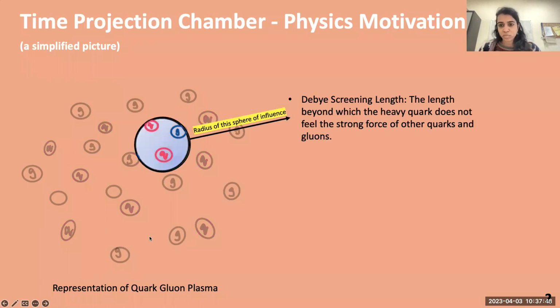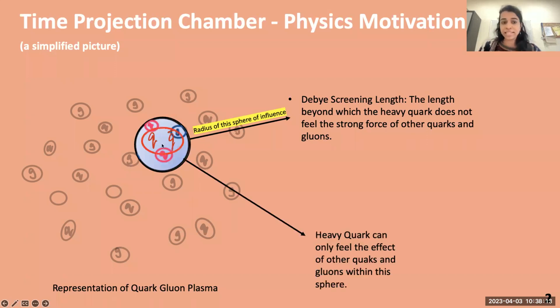Every plasma, be it electromagnetic or strong nuclear, has an associated property called the Debye screening length. The Debye screening length is the radius of the sphere beyond which a particle within the sphere cannot feel the influence of strong nuclear force from particles outside of the sphere. So if a particle was present like this, let's say a heavy quark pair, it can only feel the presence of strong nuclear force by other quarks and gluons within the sphere.